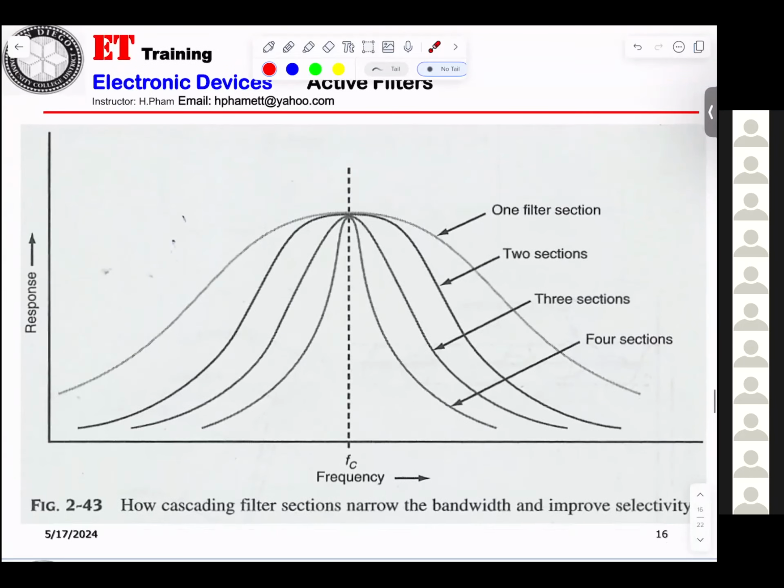Okay? And this one, you can see they get different filters. 1 pole, 2 pole, 3 pole, 4 pole. Basically, the best will be this guy, 4 pole. Okay? The reason is they try to get a narrow band. Okay? There will be less noise. Okay?